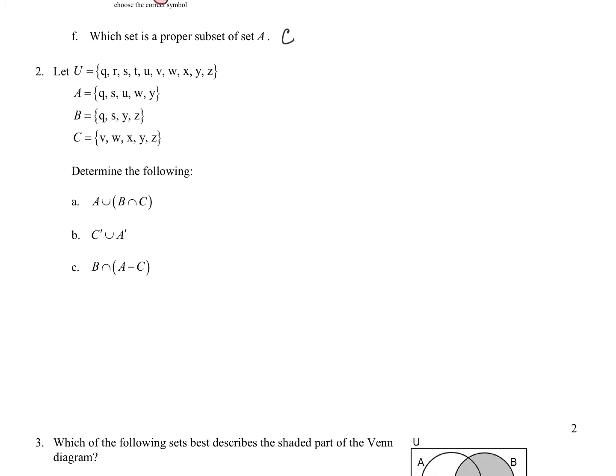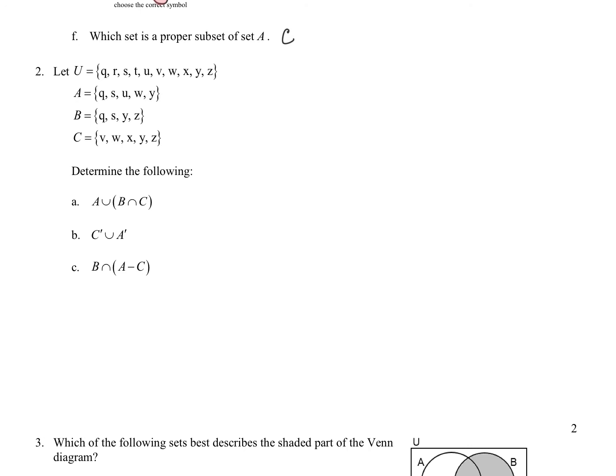Number 2, the universal set here is the letters listed, and then you have sets A, B, and C. Determine the following. So we have A union (B intersect C). You always want to start in the parentheses first. So within the parentheses, we have B intersect C.